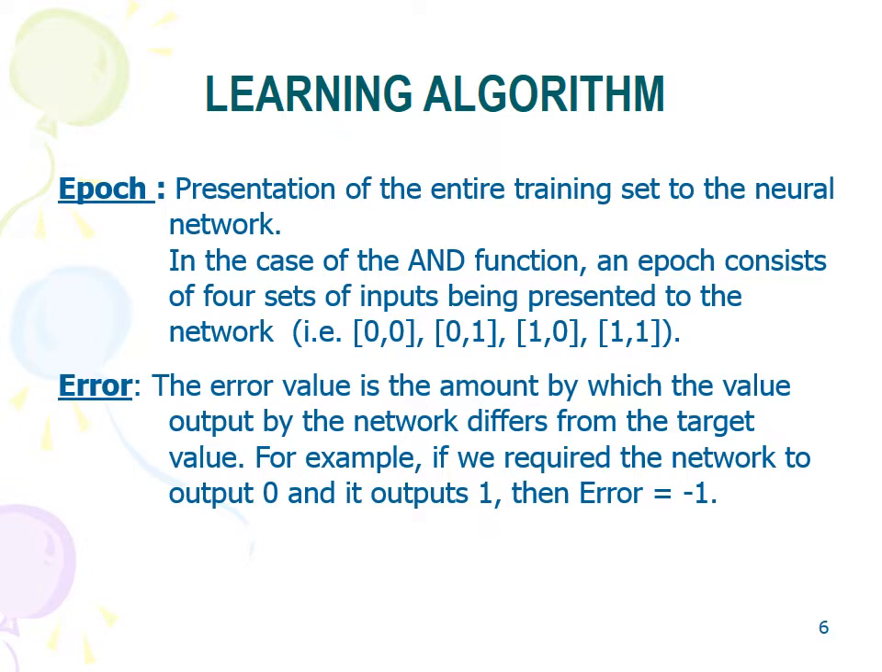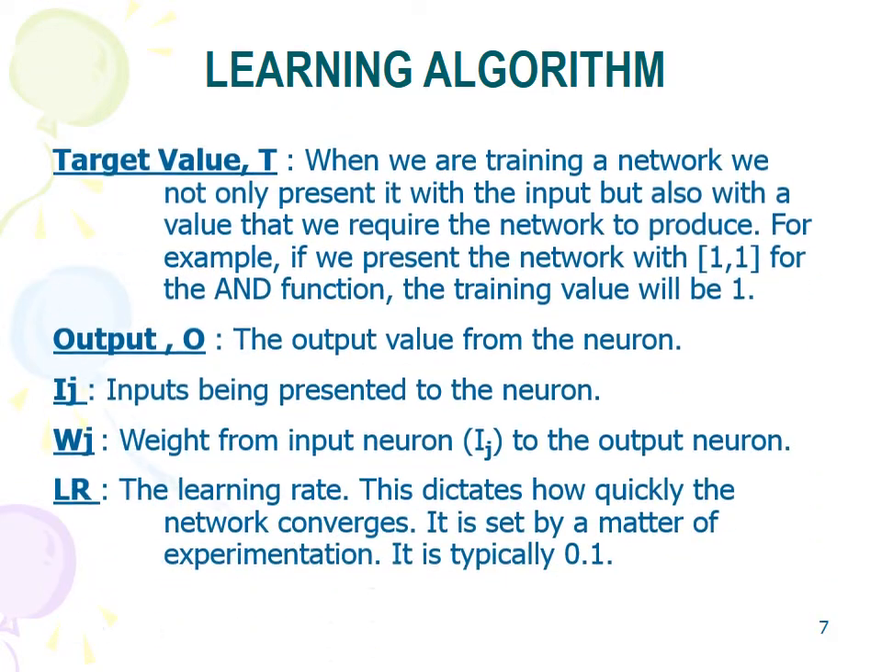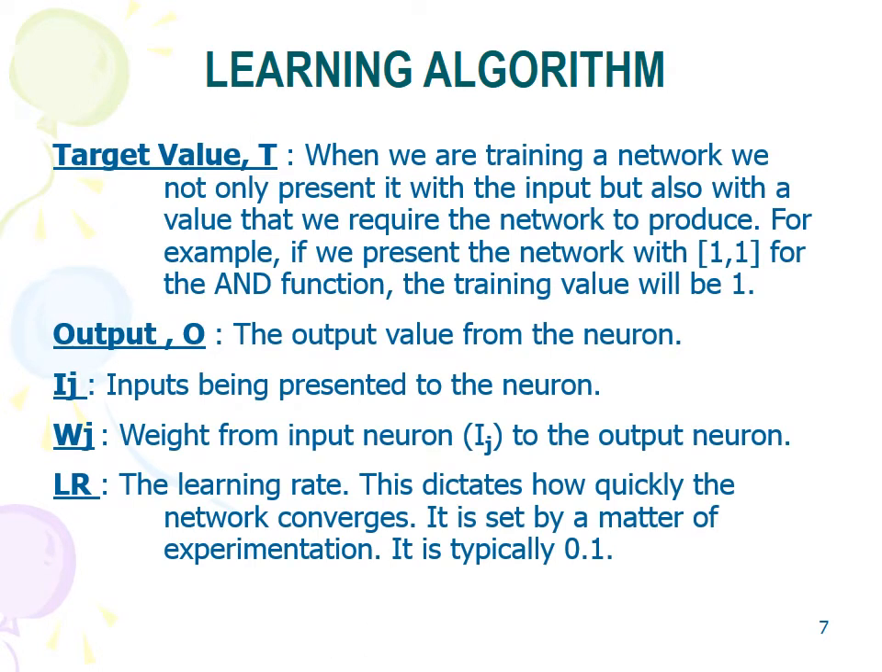So this is the learning algorithm. It has a target value when training the network, so we have to fix a target, right? In training a network, we present not only the input but also the value which is required to be produced. For example, if we present the network with 1, 1 in the case of the AND function, the training value will be 1, because in the AND function, when both values are positive the output will be positive.